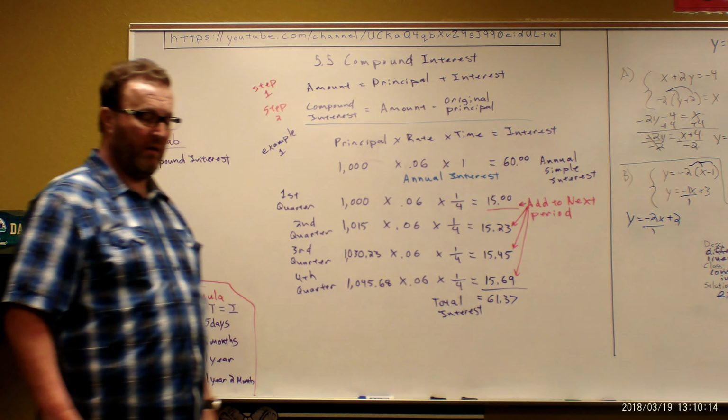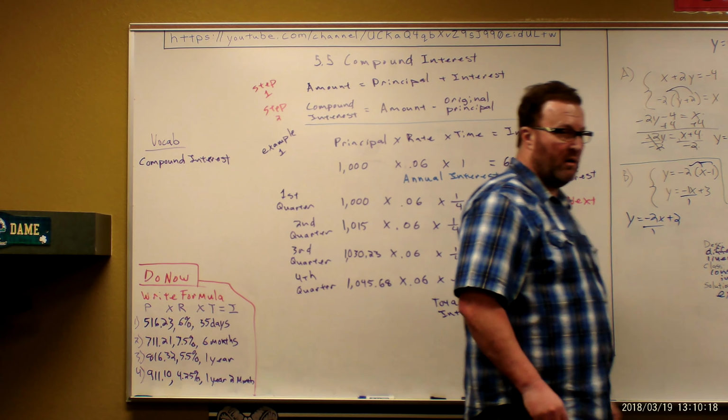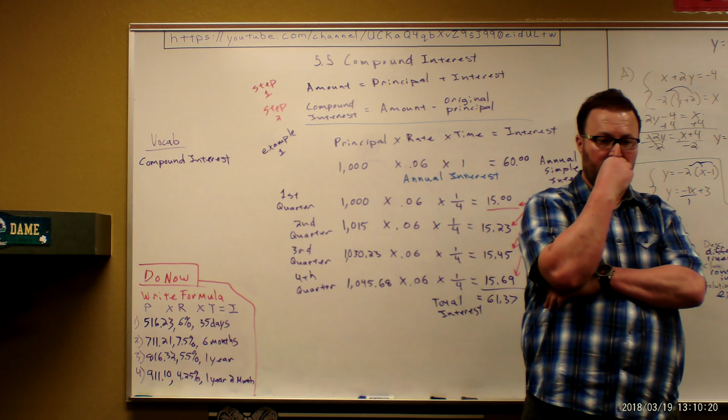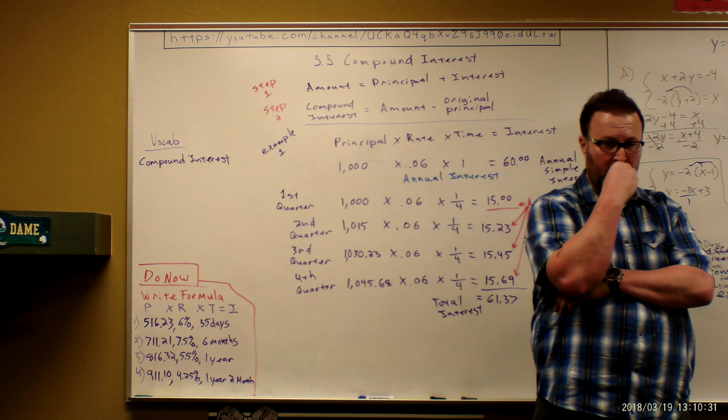Deposited 1,000 in a savings account that earned 6% interest compounded quarterly. He made no other deposits or withdrawals. What was the amount in the account at the end of 1 year? How much is the compound interest?